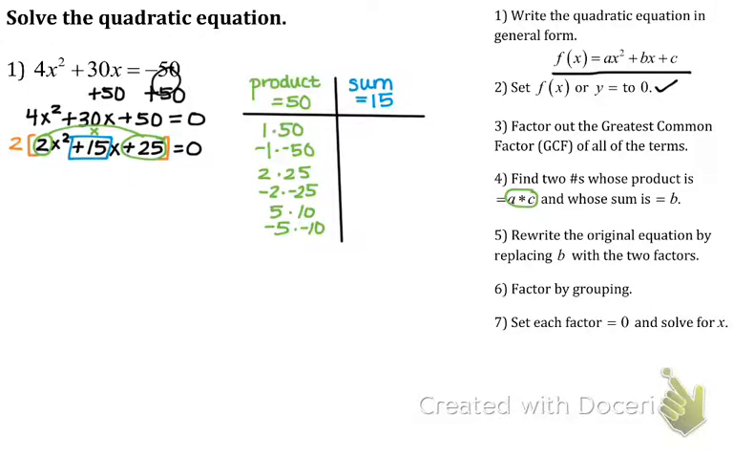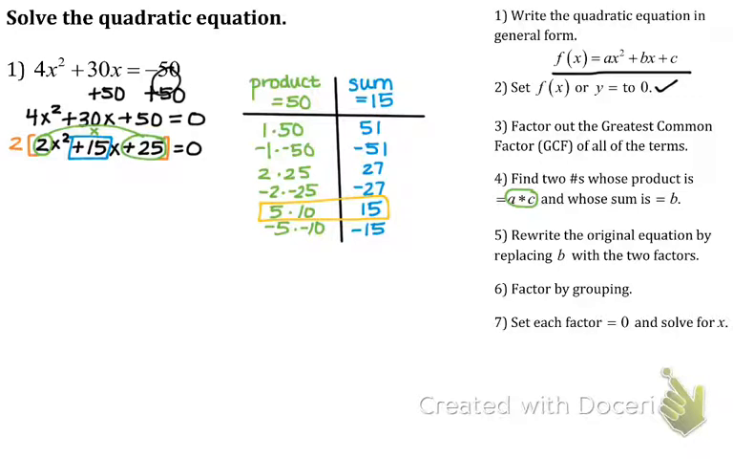So we have 1 plus 50 is 51. Negative 1 plus negative 50 is negative 51. 2 plus 25 is 27. Negative 2 plus negative 25 is negative 27. 5 plus 10 is 15. And negative 5 plus negative 10 is negative 15. Since I'm looking for my sum to be positive, my winning factors will be 5 and 10.